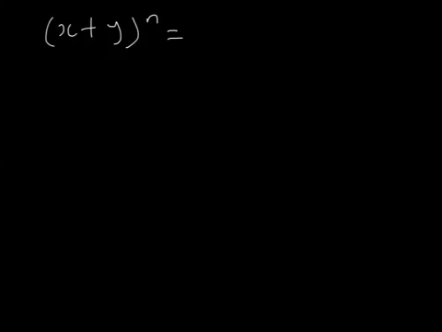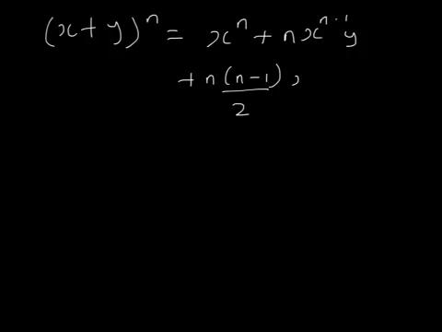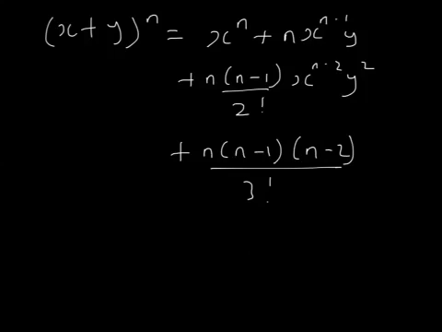So another way of writing this out is to say that it's x to the power n and then it's n x to the n minus 1 y, and then it's n times n minus 1 over 2 factorial times x to the n minus 2 y squared, plus n, n minus 1, n minus 2 over 3 factorial x to the n minus 3 y cubed, and so on. And the last term is going to be y to the power n. Right, we're going to come back to that in a minute.